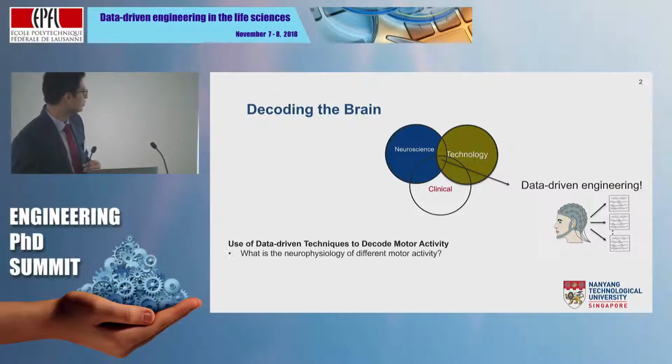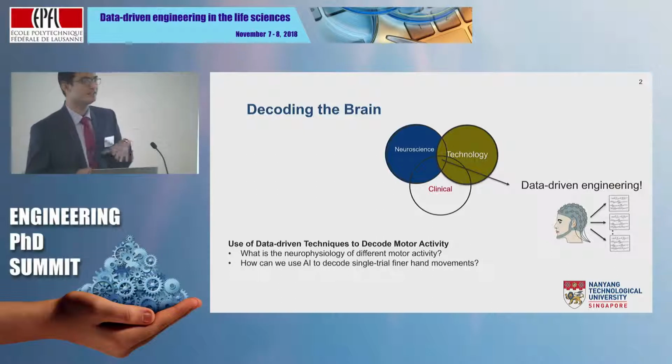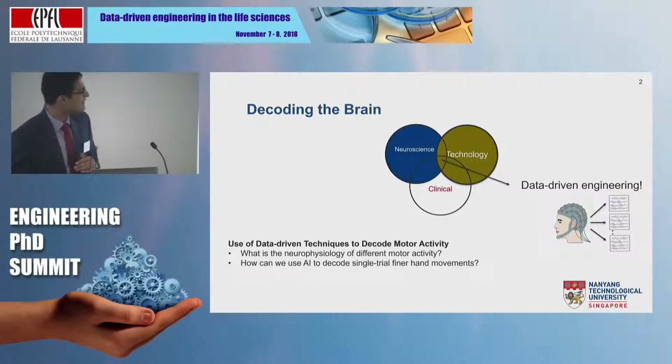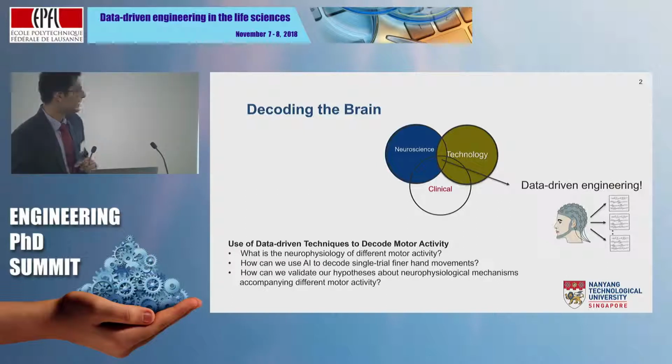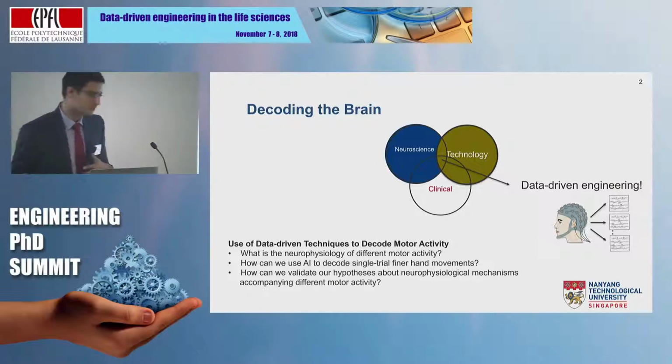So today I'll be addressing some research questions which handle data-driven techniques to decode motor activity in particular. So for example, what is the neurophysiology of different motor activity? How can we use AI and incorporate these differences in different brain networks and brain interactions to decode single trial hand movements? And lastly, how can we use this as a paradigm to validate our initial hypothesis about how we think about how the brain works?